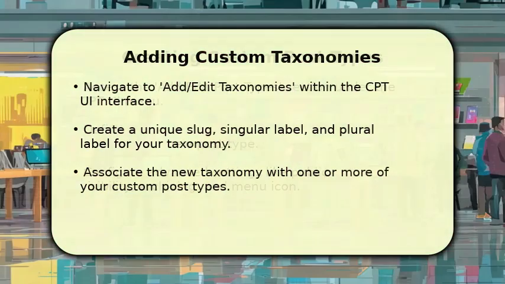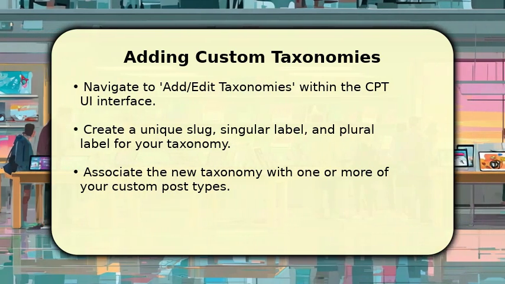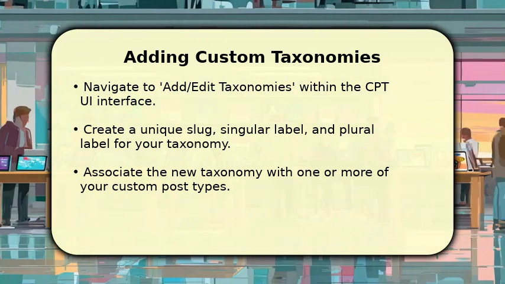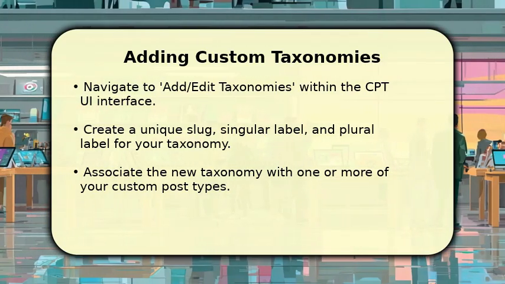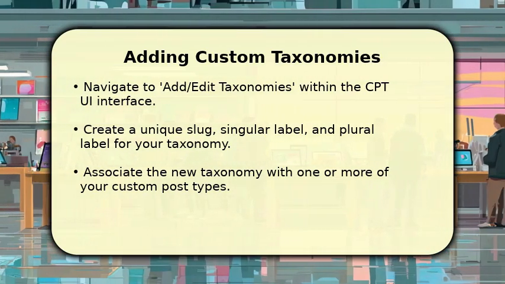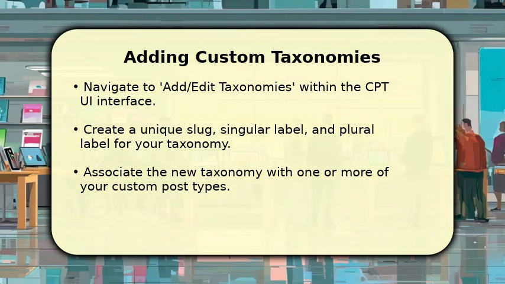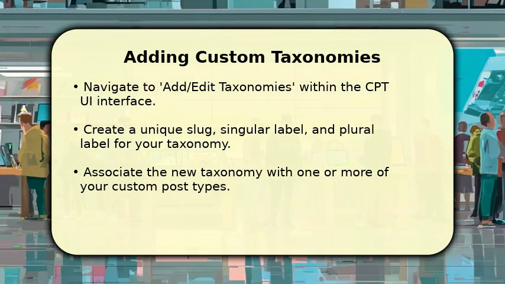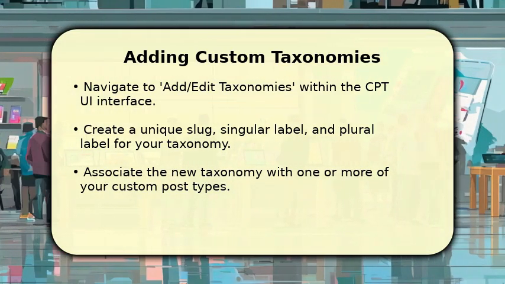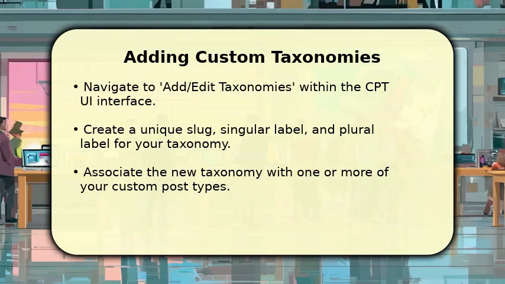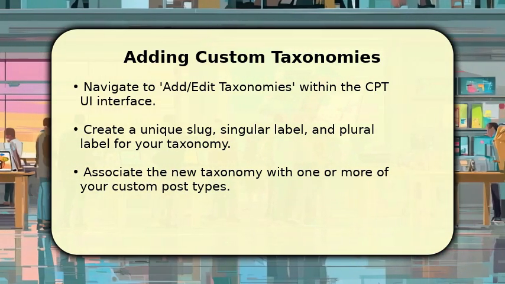Next, we'll add custom taxonomies to categorize your new content. Go to CPT UI and choose Add/Edit Taxonomies. Similar to post types, you'll define a unique slug, such as genre, and provide singular and plural labels like genre and genres. Crucially, you must associate this taxonomy with your custom post type. For example, books. You can also decide if it should be hierarchical, like categories, or non-hierarchical, like tags, offering flexible organization.